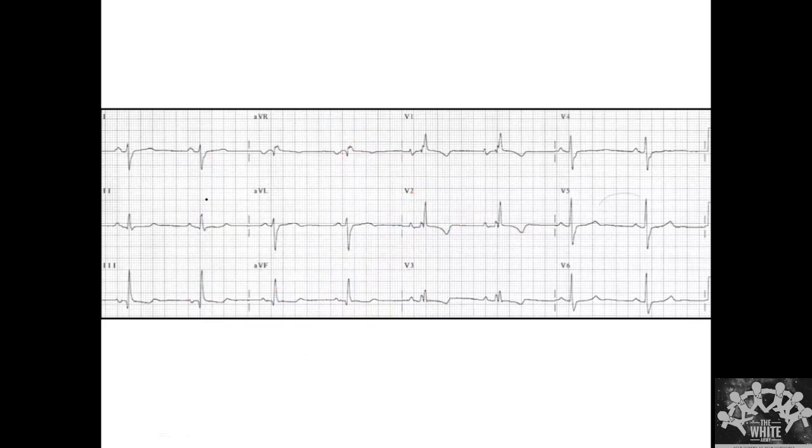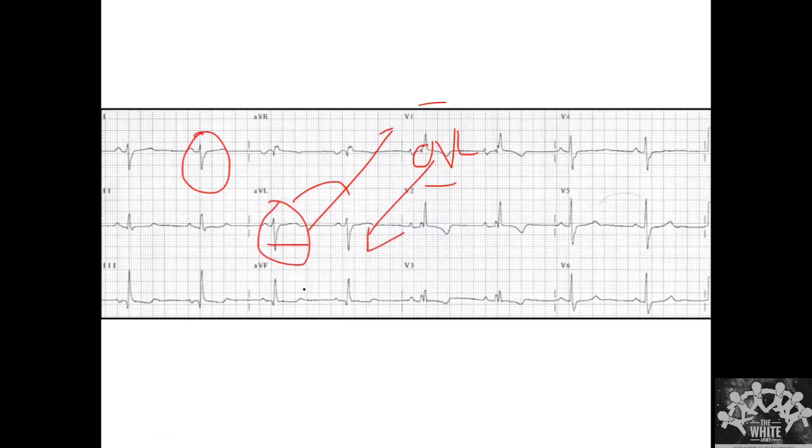Exact opposite will happen in the other case. If you get a left axis, AVL is maximum, then lead 1, correct? So the R wave in lead 1 should be less than R in AVL. And exactly the opposite happens in lead 3, which should have a maximum deflection compared to lead 2. The negative deflection in lead 3 will be more than lead 2.